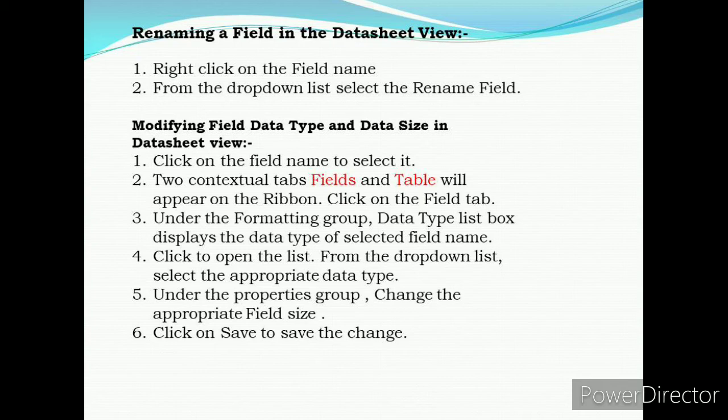Two contextual tabs, fields and table, will appear on the ribbon. Click on the fields tab. Under the formatting group, the data type list box displays the data type of the selected field. You can choose whatever suitable data type is required. Click to open the list. From the drop down list, select the appropriate data type as required for that field.